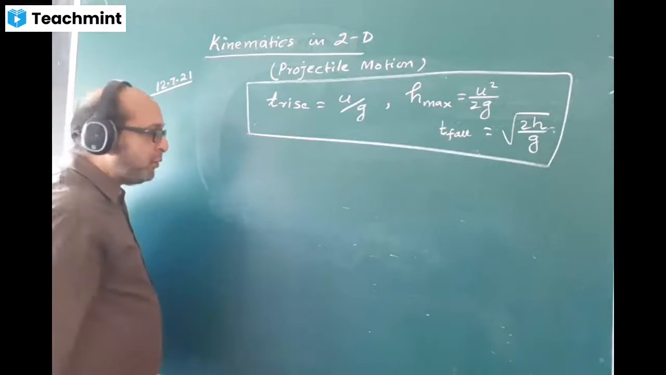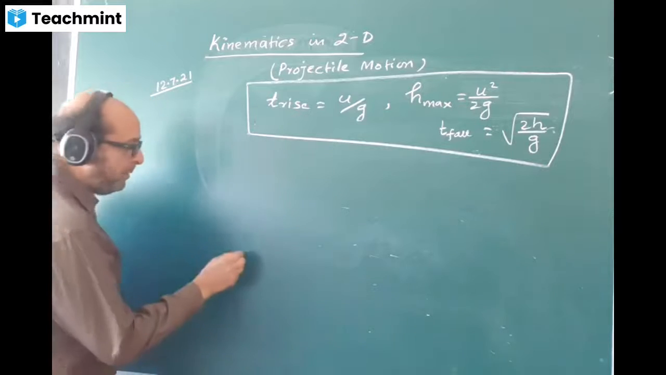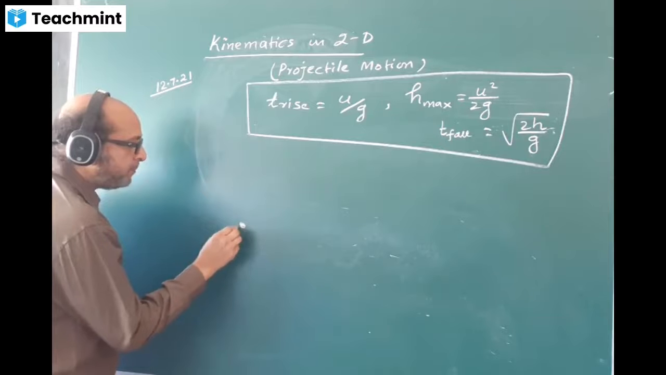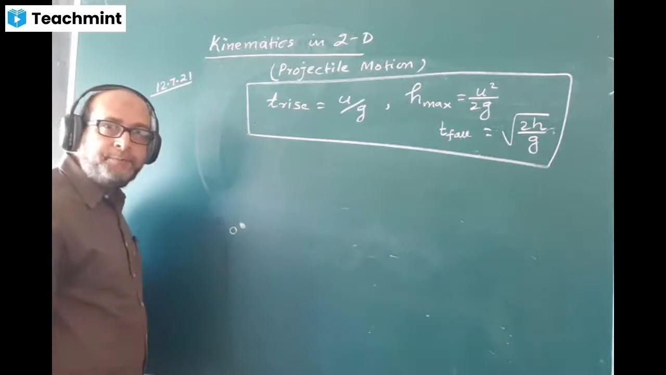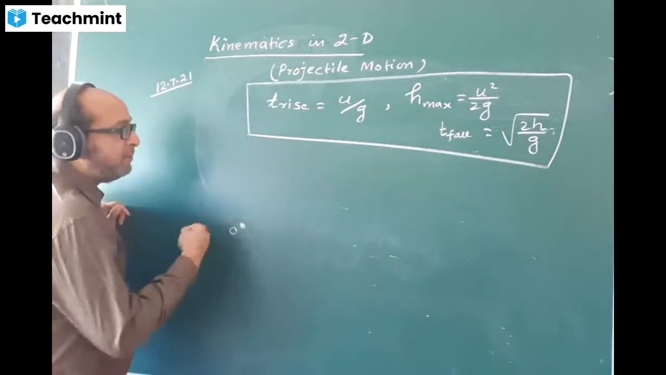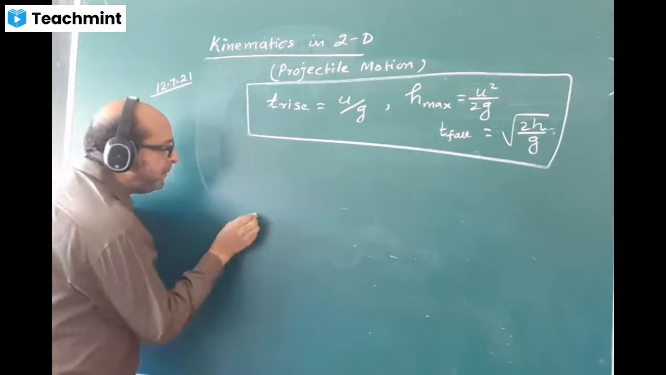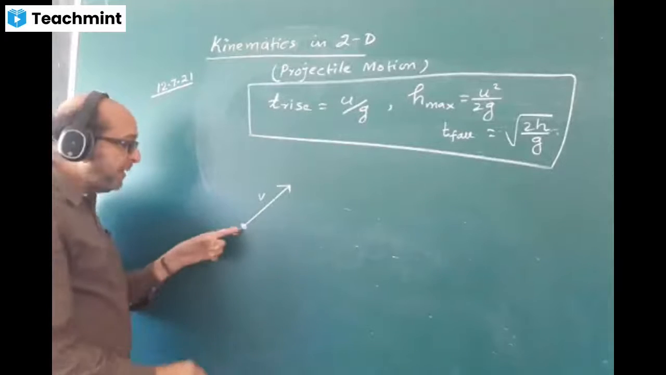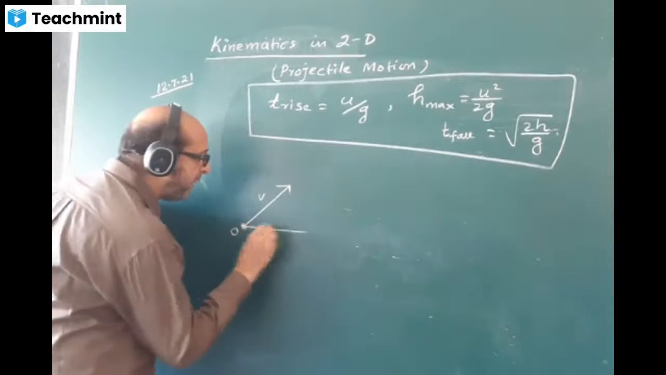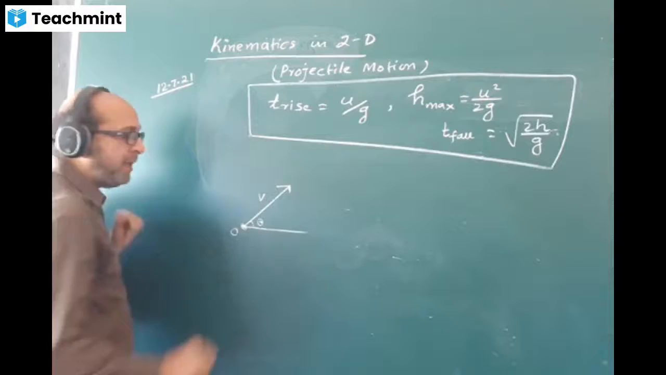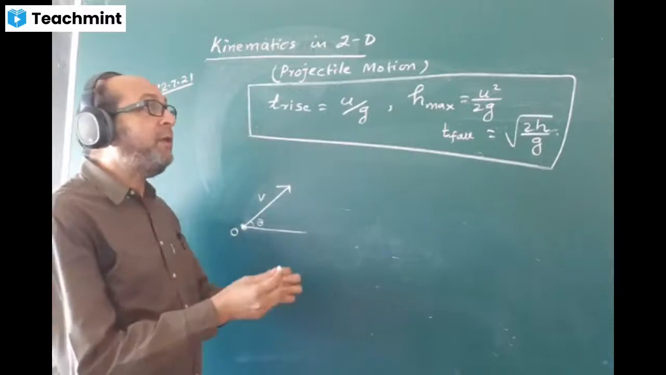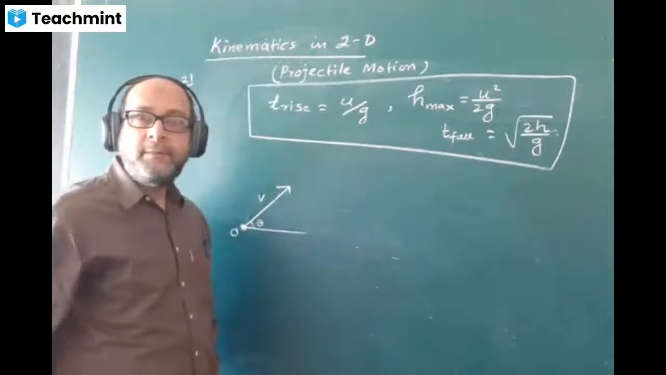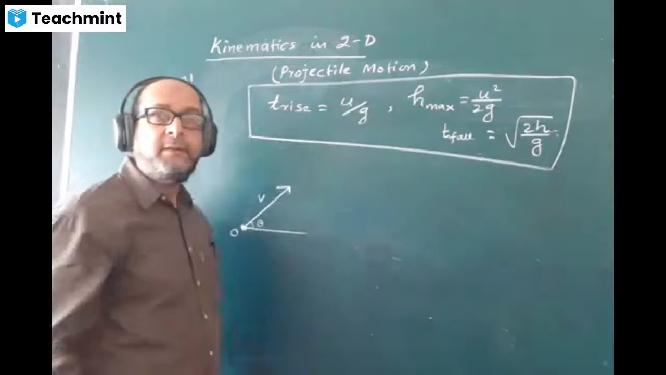What is projectile motion? This time we will take a body here. We are throwing the body with a velocity v, making some angle theta with the horizontal line. That means we are not throwing exactly vertically up, we are throwing with some angle, this way.